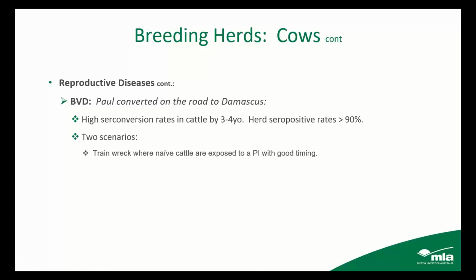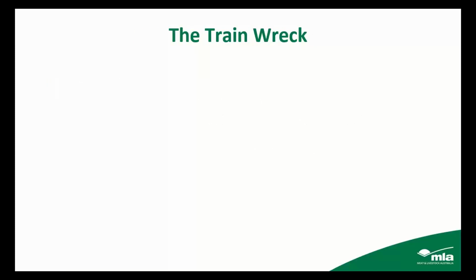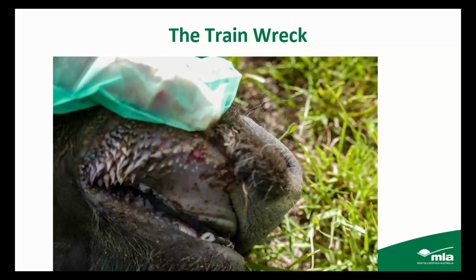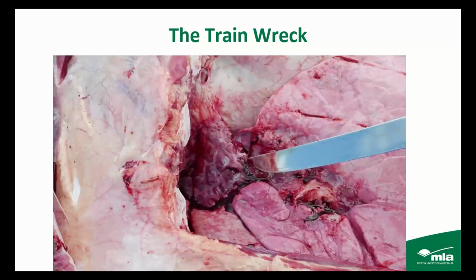So there are two scenarios. We can talk about a train wreck where naive cattle are exposed to a PI with exquisite timing or bad timing. And then there's the chronic losses. Let's have a look at the train wreck. This is a case of BVD in a cow that broke down. This is a post-mortem from the same cow.